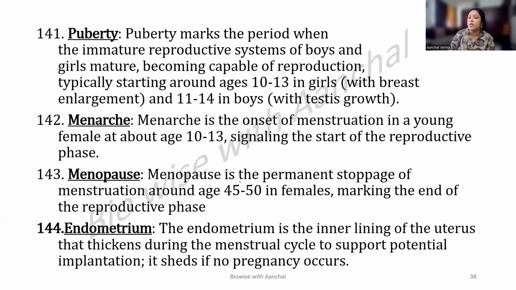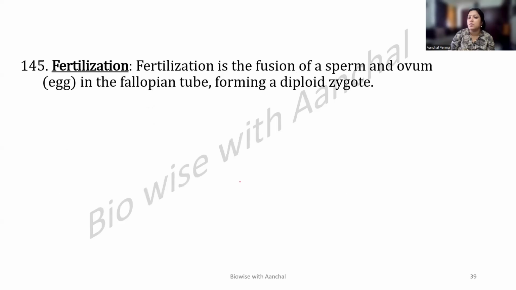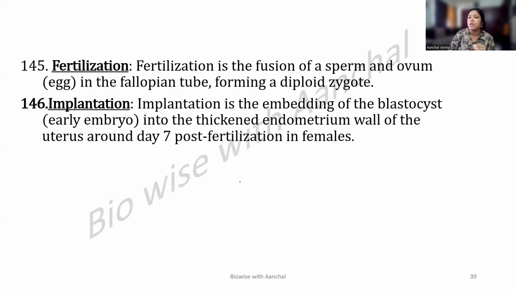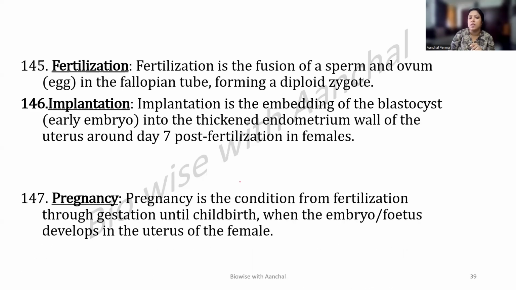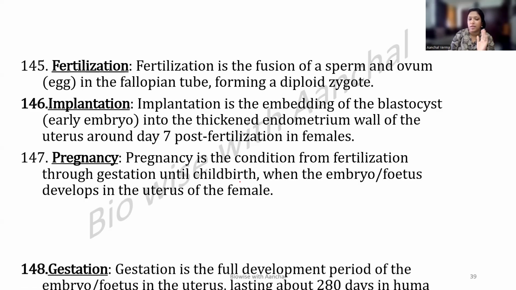Endometrium is the inner lining wall of the uterus that thickens during the menstrual cycle to support the potential implantation if it happens. If it does not happen, it sheds and that leads to menstrual flow. Fertilization is a fusion of the sperm and the ovum in the fallopian tube, forming diploid zygote. Implantation is embedding of the blastocyst, that is early embryo, into the thickened endometrium wall of the uterus around day 7 post-fertilization in females. Pregnancy is a condition from fertilization through gestation till childbirth, where the embryo develops in the uterus of the female into a full-grown child.